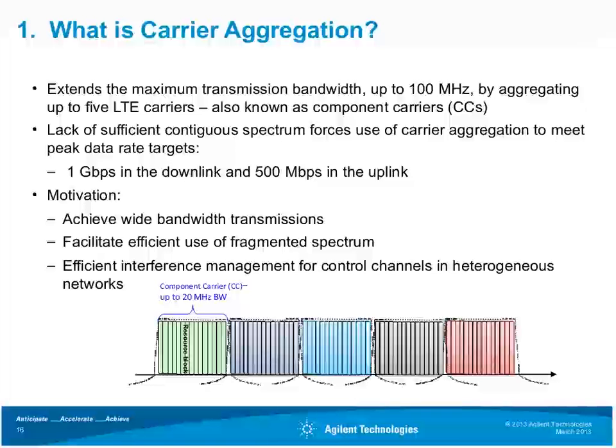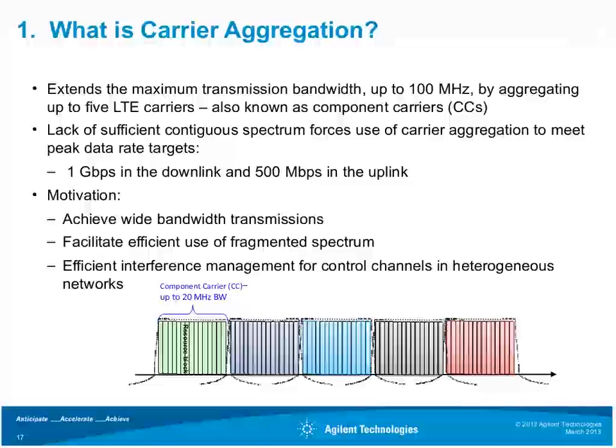As one of the most distinct features of 4G LTE Advanced, carrier aggregation pulls together multiple carriers to a maximum transmission bandwidth of up to 100 megahertz. This is how we get that 100 megahertz, by aggregating up to 5 LTE 20 megahertz carriers. Each carrier, when they're pulled together, is called a component carrier, or CC. So this is a CC here.